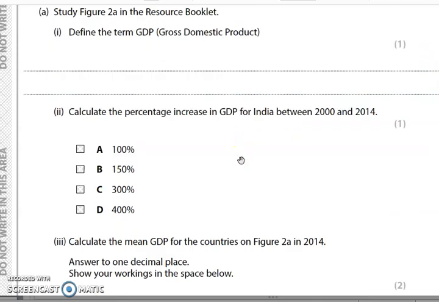Next up, we've got a calculation question. Calculate the percentage increase in GDP for India between 2000 and 2014. So we're looking for a percentage increase in GDP. This means that we have to do a little bit of simple maths here. So we take the overall increase, the increase that there's been in these 14 years, then divide that by the original number.